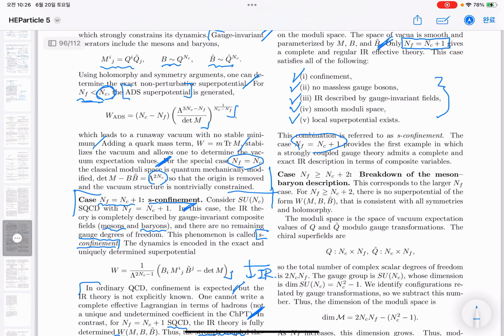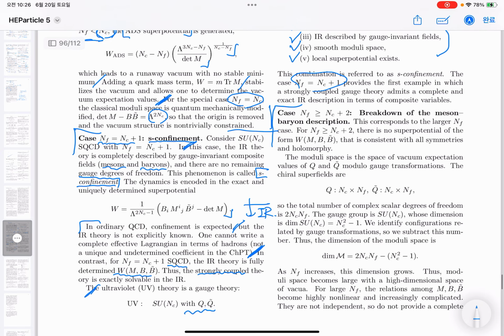Now I turn to the next case. If N_up is larger than or equal to N_C plus 2, then the descriptions by the mesons and the baryons break down. This corresponds to the number of flavors being very large. And there is no superpotential form which is consistent with the conditions of symmetry and holomorphy.